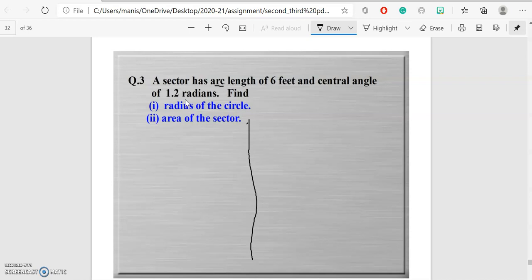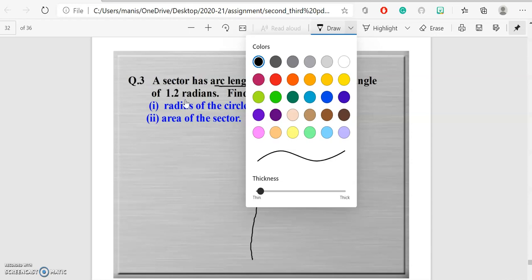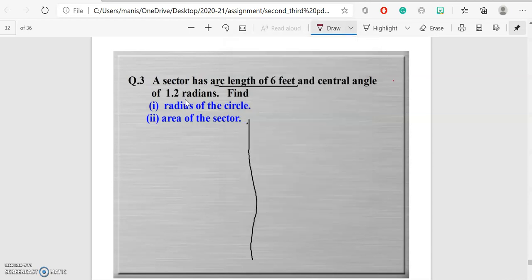A sector has arc length of 6 feet. So what I came to know from this is that the question is talking about the length of the arc. So I'll write it over here. Length of the arc is equal to what? 6 feet. We have been given this in the question. And central angle is 1.2 radians.